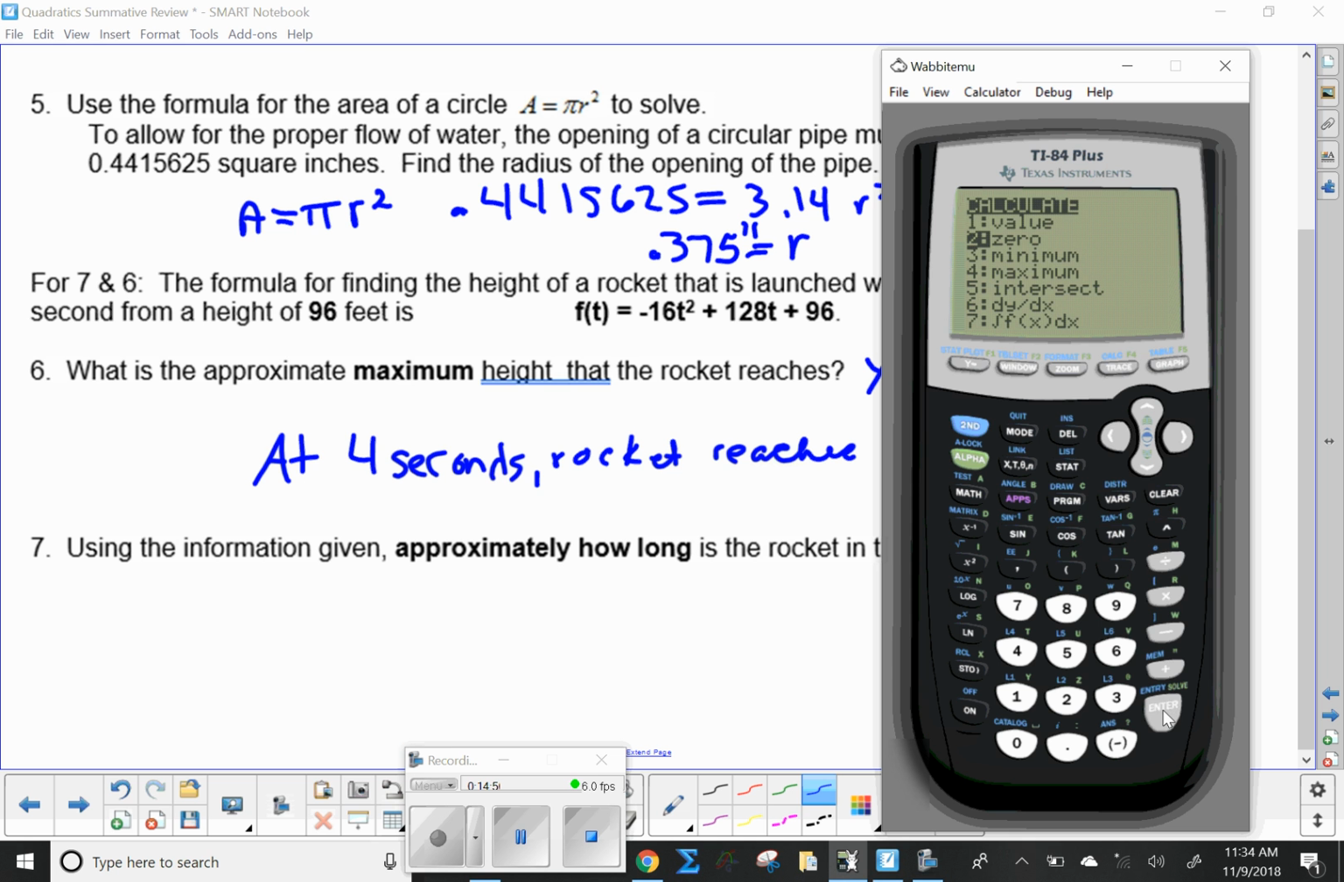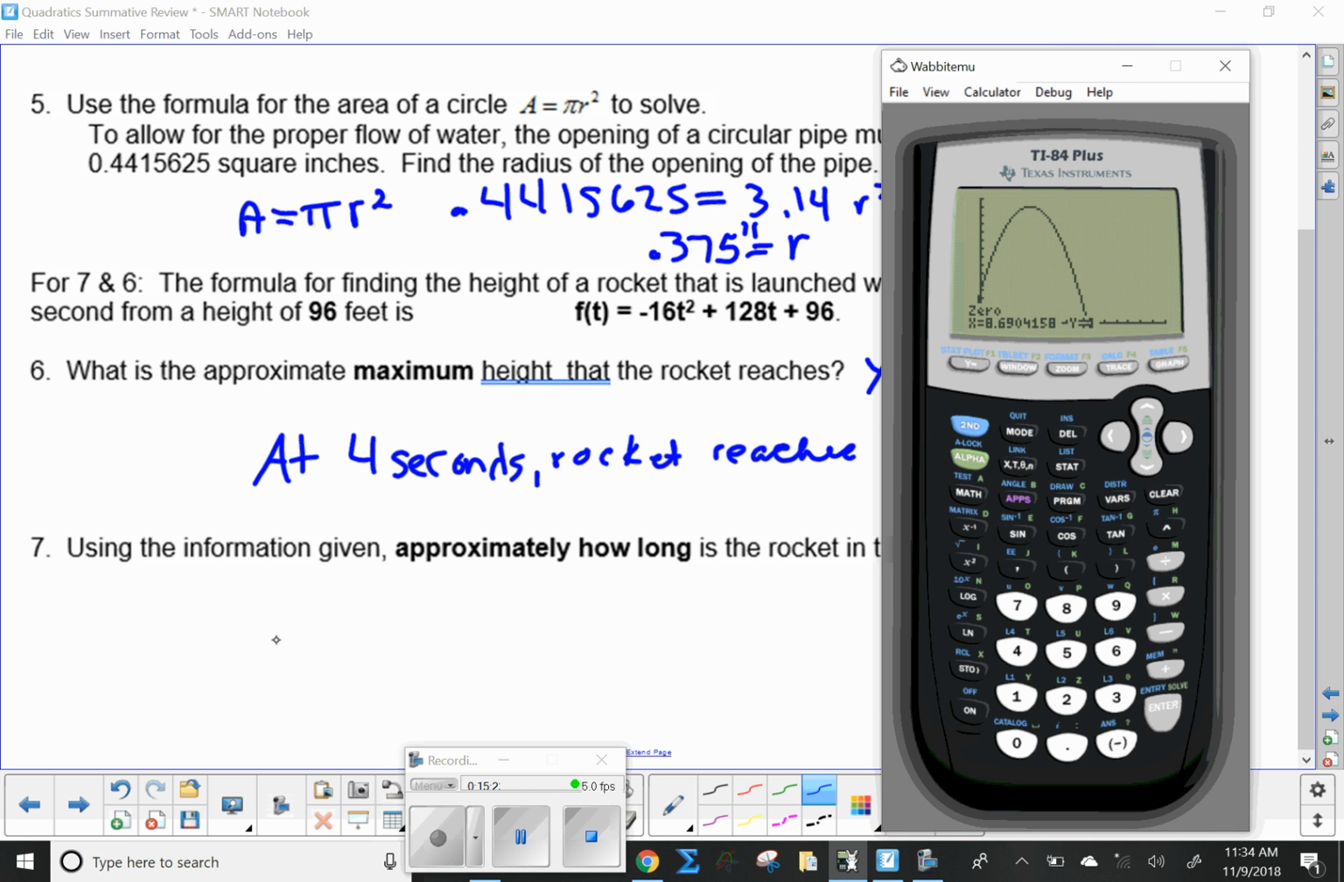Because that's my x-intercepts. And it asks left bound. So I got to move my little cursor. I'm just going to move him a little bit closer so you can sort of see him. So here he is. He's in positive y's. Now right bound. I have to go until he's on the other side. And I notice that he's on the other side because that's a negative. Press enter. And I press enter again. And there it is. It's at 8.69.